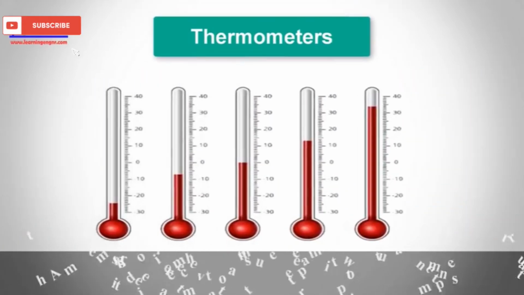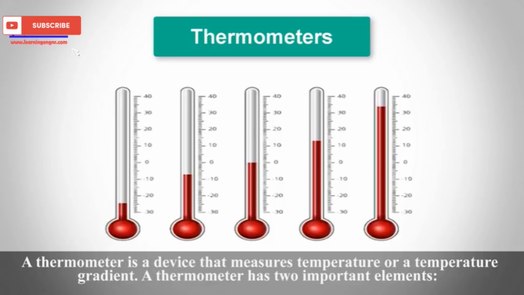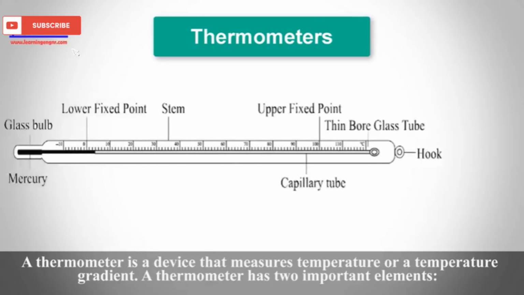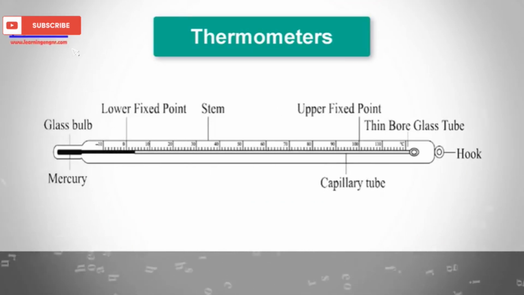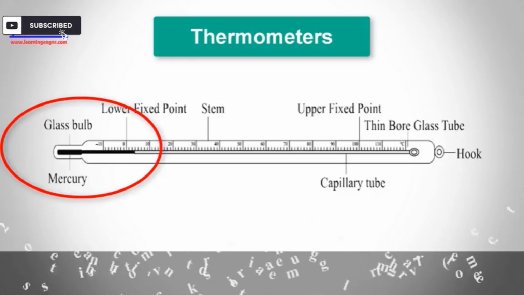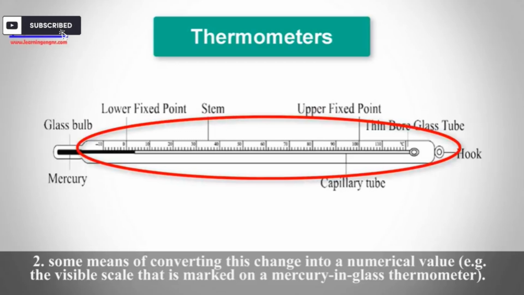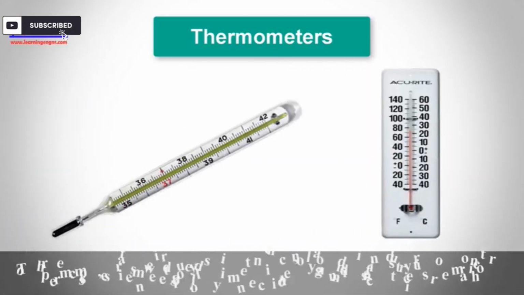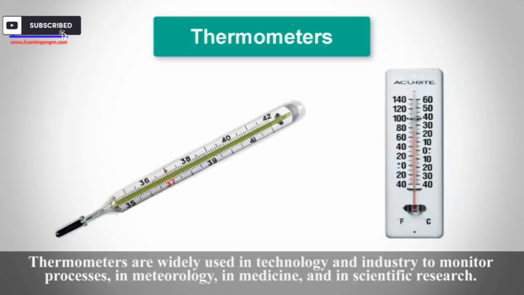Thermometers. A thermometer is a device that measures temperature or a temperature gradient. A thermometer has two important elements. 1. A temperature sensor, for example the bulb of a mercury in glass thermometer, in which some change occurs with the change in temperature. And 2. Some means of converting this change into a numerical value, for example the visible scale that is marked on a mercury in glass thermometer. Thermometers are widely used in technology and industry to monitor processes, in meteorology, in medicine, and in scientific research.